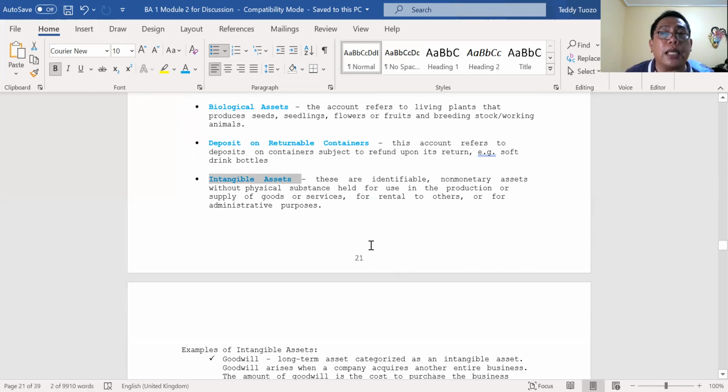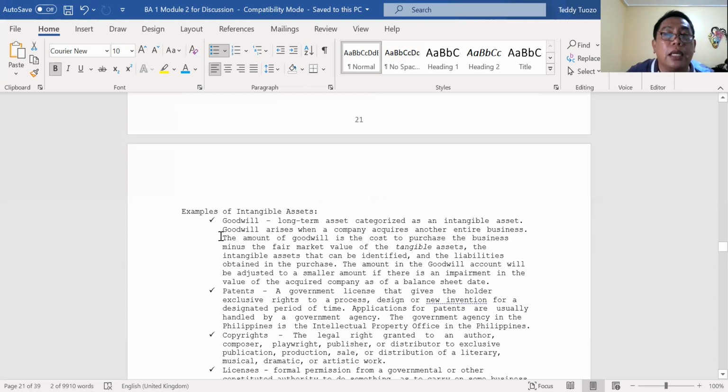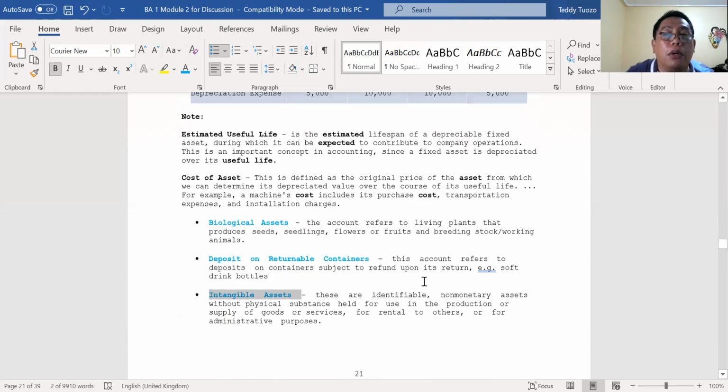And then intangible assets, these are assets that later on we're going to discuss.